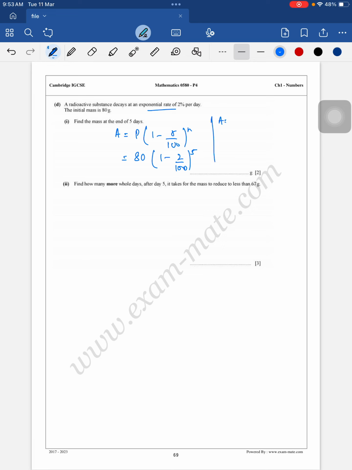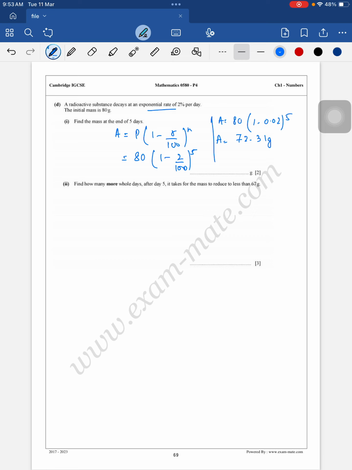So A is equal to 80 times 1 minus 2 upon 100, which means 1 minus 0.02, to the power 5. Putting it in this formula in the calculator, 80 into 1 minus 0.02 to the power 5 is 72.31. So we can say that it is 72.31 grams. Clear? Okay, moving to the next.